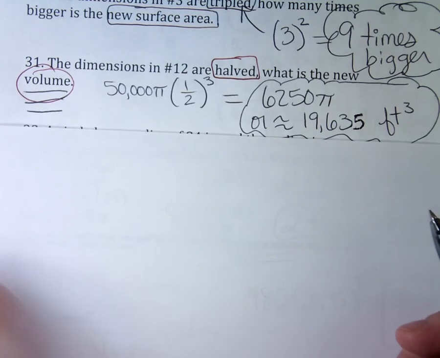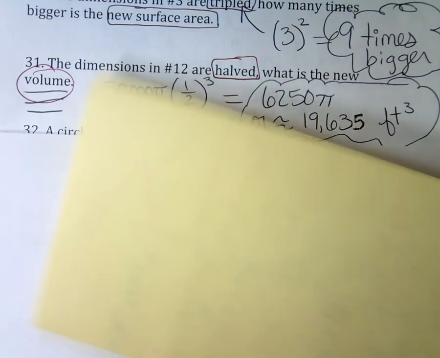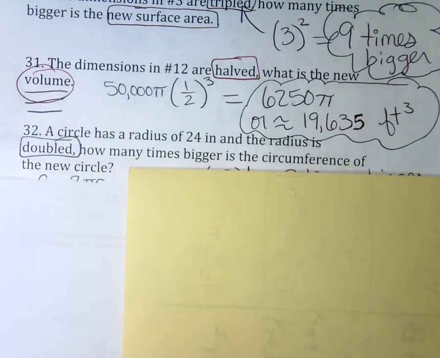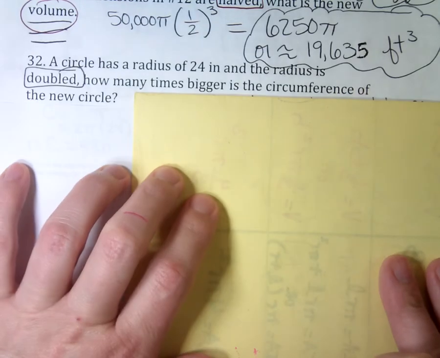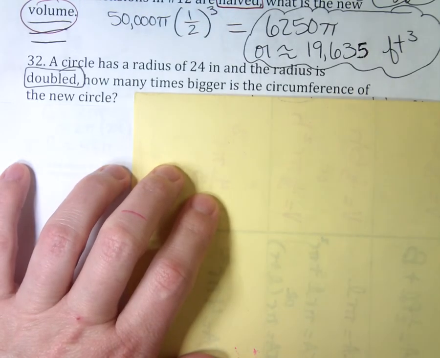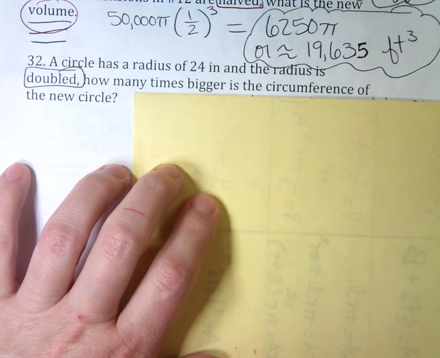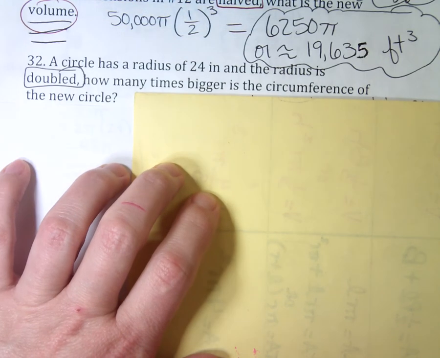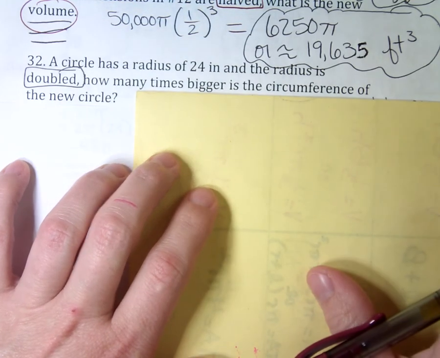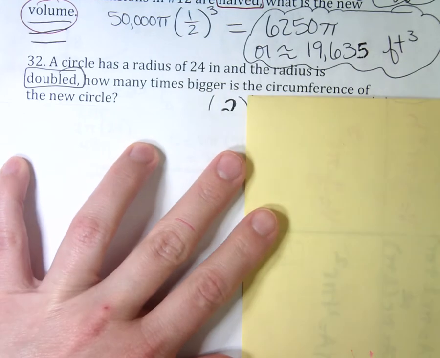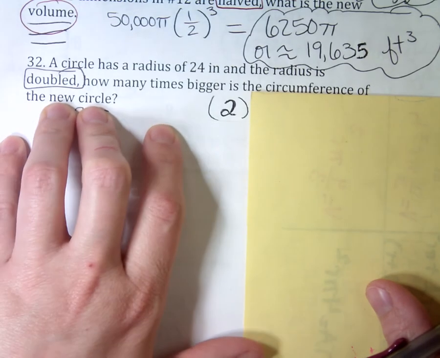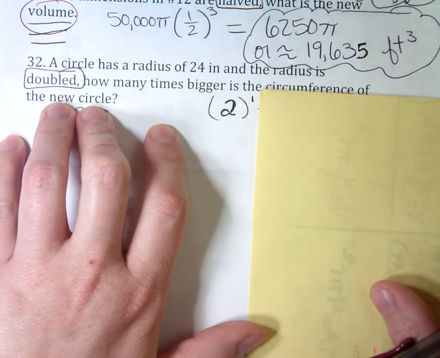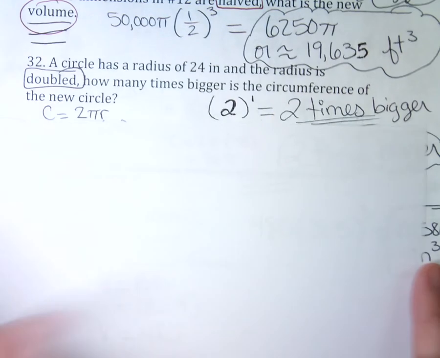Okay, this next one says a circle has a radius of 24 inches and the radius is doubled. How many times bigger is the circumference of the new circle? Okay, so it's not asking what is the new circumference. It just wants to know how many times bigger it is. It's a lot like number 30. So I take the change, what's happening, and the change is 2. The shape is doubling. The radius is doubling. And circumference is like perimeter, and so that's an exponent of a 1. And so the shape will be 2 times bigger.